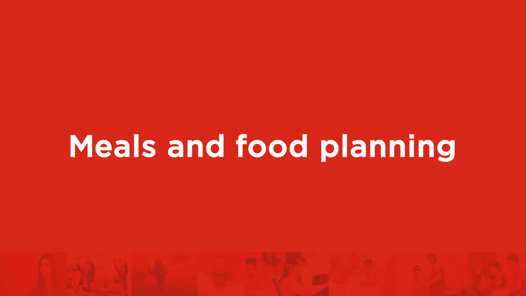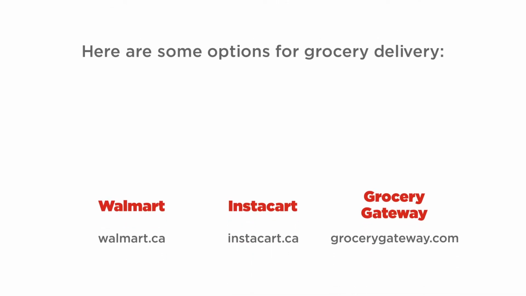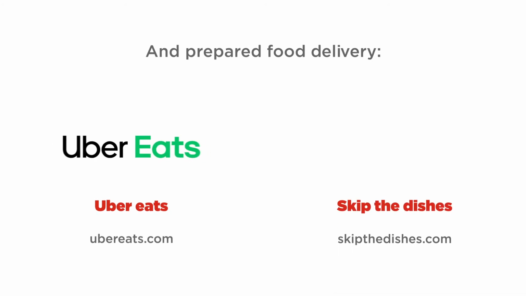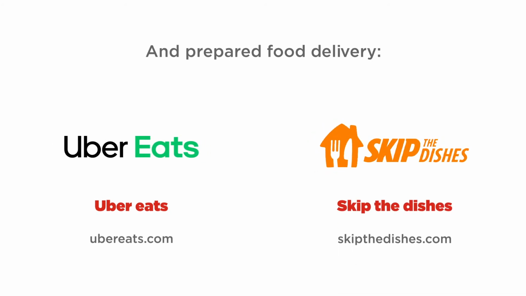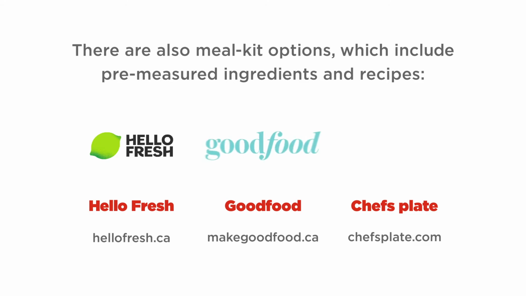Meals and food planning. While you are expected to stay at your quarantine location for 14 consecutive days, you should be prepared to arrange food delivery or grocery delivery for this period. Here are some options for grocery delivery: Walmart, Instacart, Grocery Gateway, and prepared food delivery, Uber Eats, Skip the Dishes. There are also meal kit options which include pre-measured ingredients and recipes: HelloFresh, Good Food, Chef's Plate.